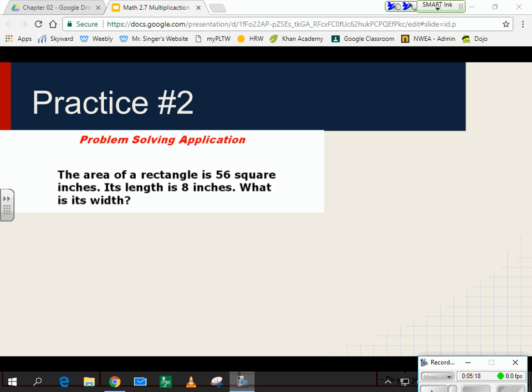So it says the area of a rectangle is 56 inches. Its length is 8. What's its width? Well, remember, area equals length times width. Okay? So in this example, we've been given 56 as the area. We've been given 8 as the length, but what we don't know is W. So here's our equation. So we have to get W alone.